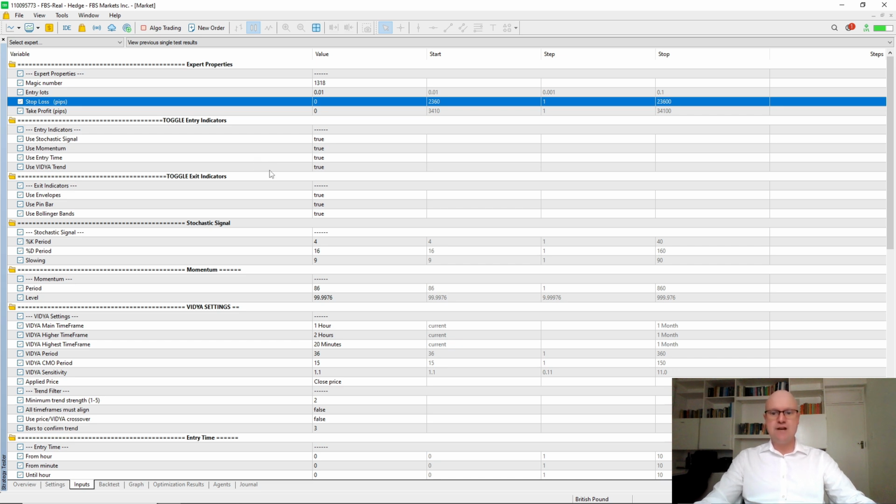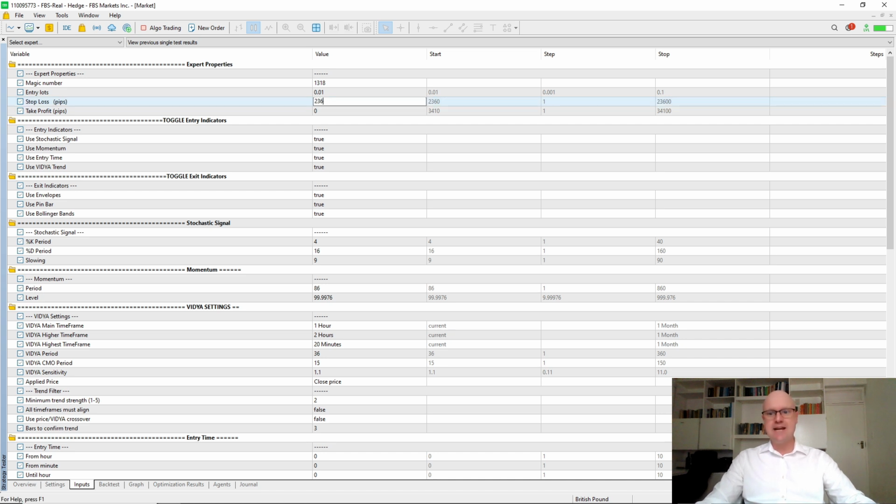Now the video trend, out of all of the indicators, looks to be the most complex as it uses a multi-time frame analysis. Then we have our 3 different exit criteria, which is the envelopes, pin bars, and also the Bollinger Bands. All of these inputs can be adjusted at the bottom, but the first place that I started is setting a stop loss and take profit.